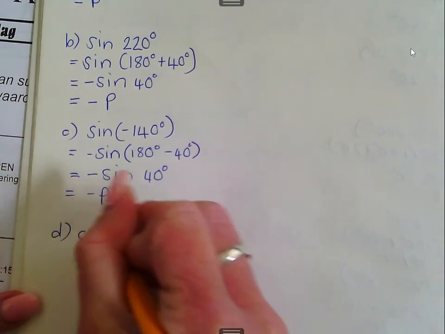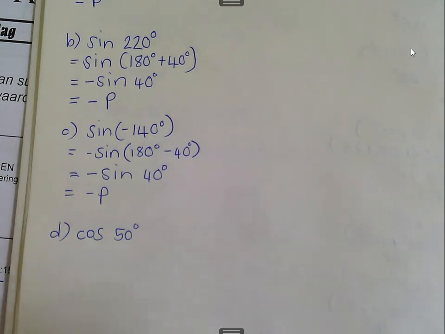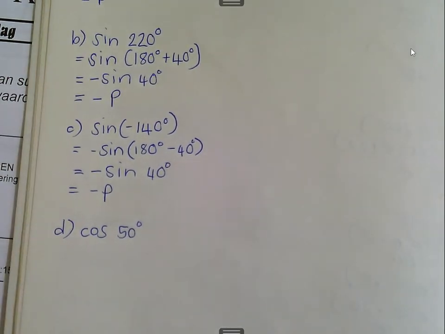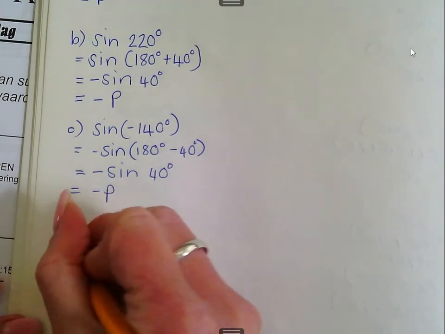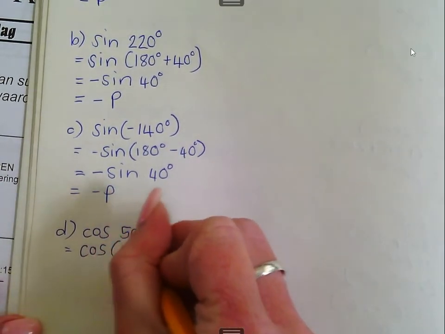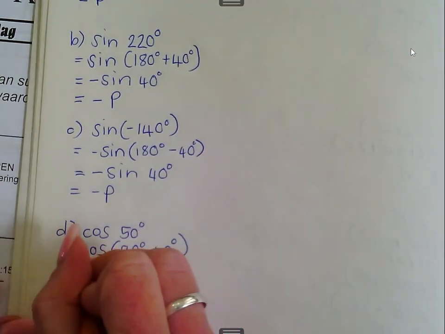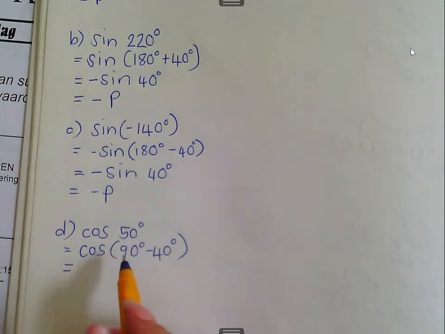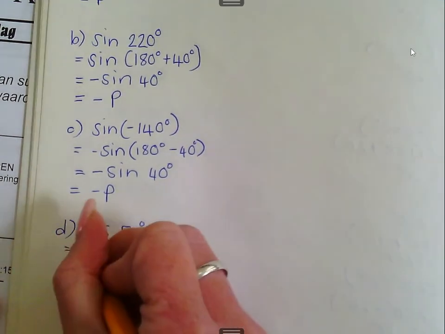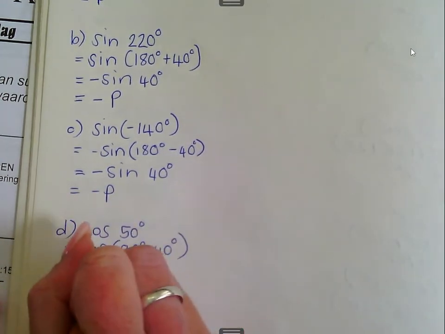D, cos 50 degrees. I don't want the 50, I don't want the cos. 90. Cos 90 degrees minus 40 degrees. Okay? So, this is in which quadrant? First, so it stays positive, but sin 40. So this one is just, again, P.